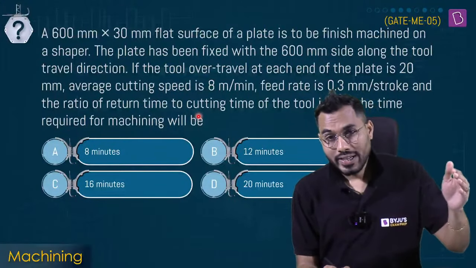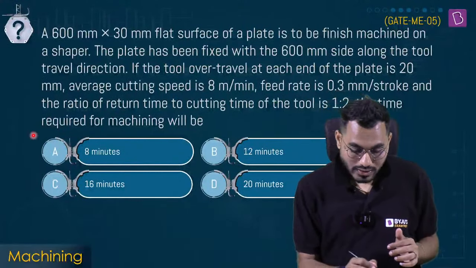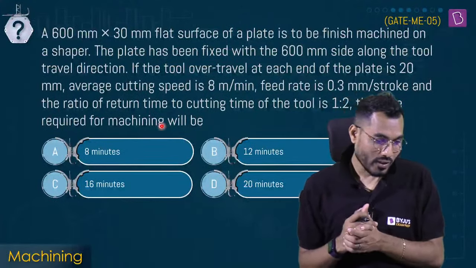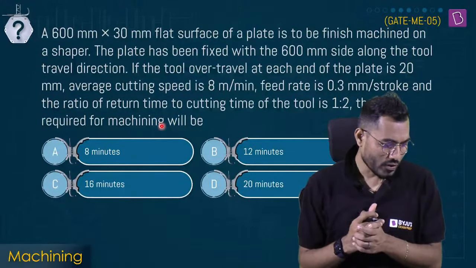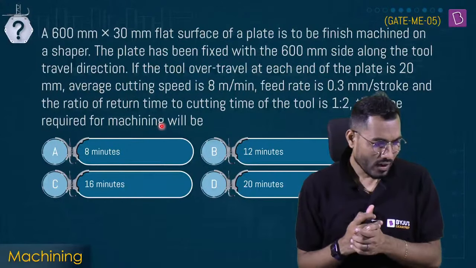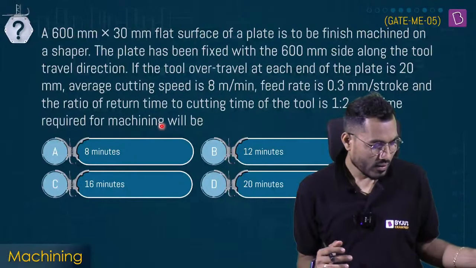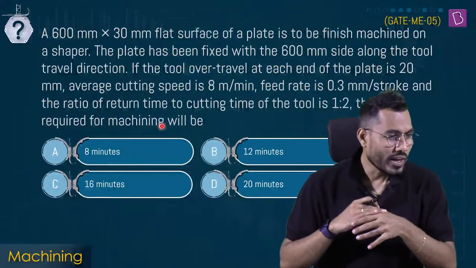Ratio of what? Return time to the cutting time. Return time to cutting time is 1/2. The time required for the machining will be? So how much time will be required for the machining operation? This is exactly what the question is. Can you calculate how much time is required for the machining operation? Anyone?